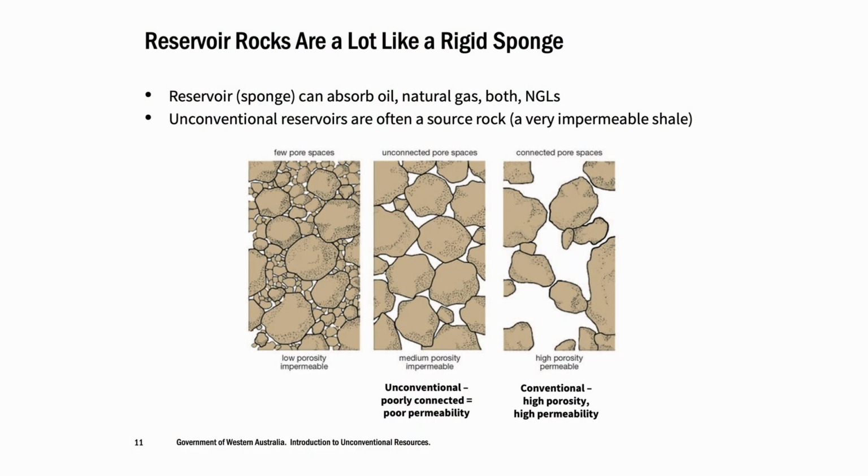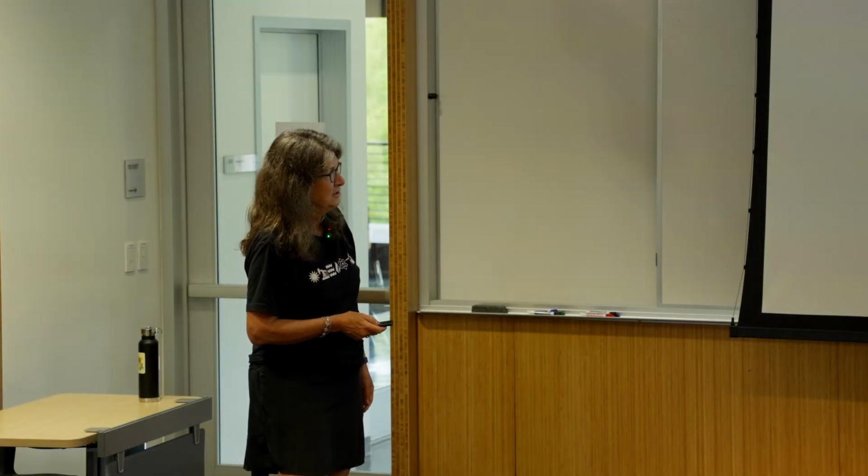So reservoir rocks are like a rigid sponge. That is really true. These are combinations of porosity and permeability. Low porosity and impermeable is not very good at all. So that's a barrier. You have medium porosity, impermeable. That's an unconventional or needs-to-be-enhanced situation. And then you can have a conventional, or high porosity, high permeability situation.